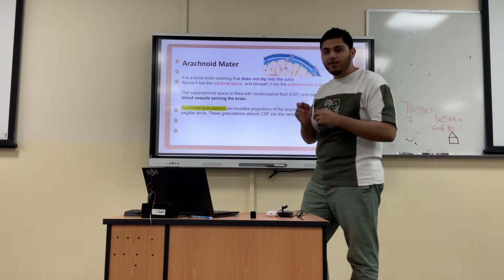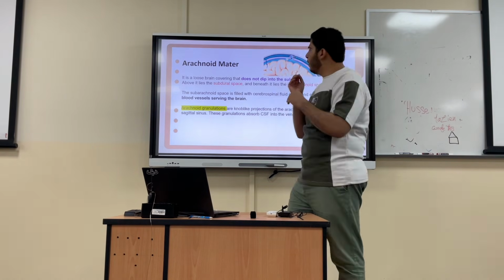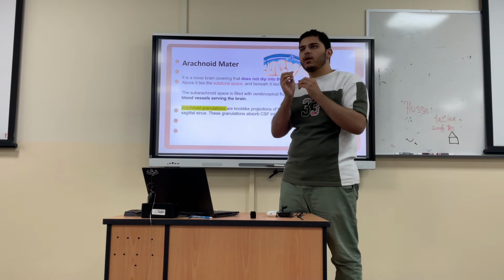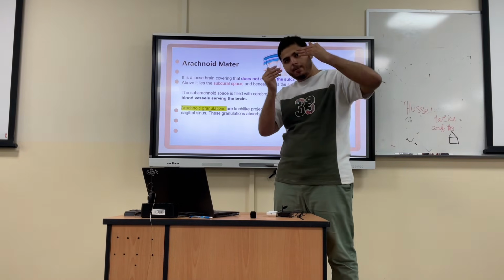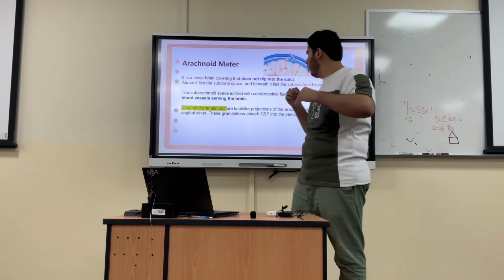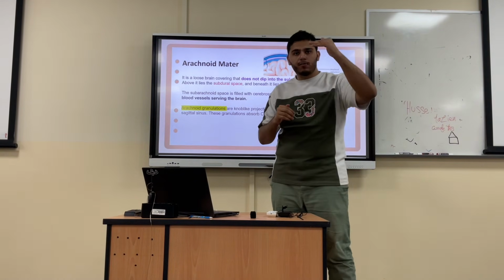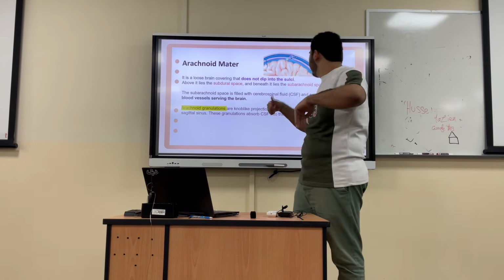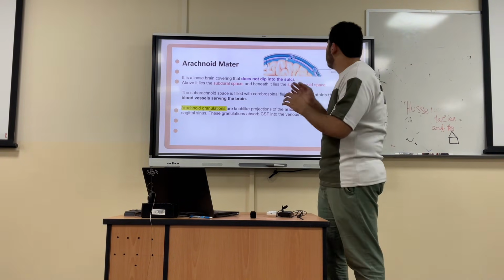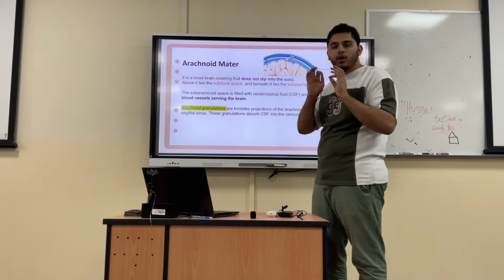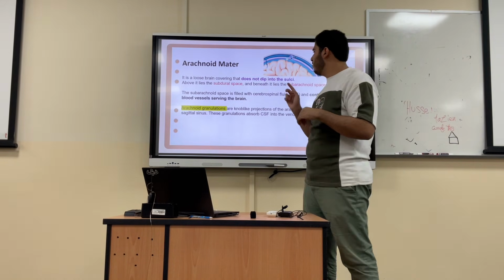We have two spaces: above the arachnoid mater and below the arachnoid mater. Above the arachnoid mater is called the subdural space, below the dura mater and above the arachnoid mater. And the subarachnoid space is below the arachnoid mater and above the pia mater. The subarachnoid space is the most important one. Why? Because it's filled with cerebrospinal fluid, and it has a lot of nerves and contains the largest blood vessels serving the brain.